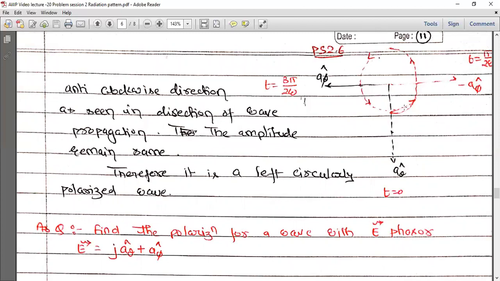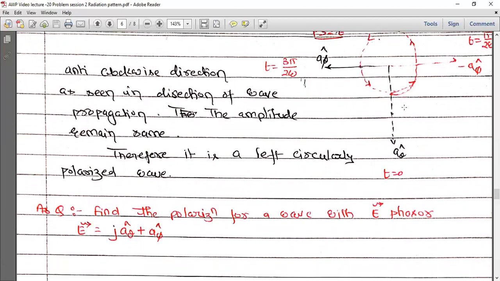In this manner we can visualize the polarization. A similar question I have left for you: find the polarization for a wave with electric phasor given by j a theta cap plus a phi cap.